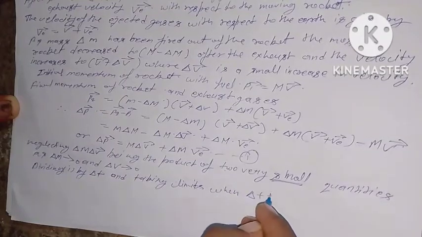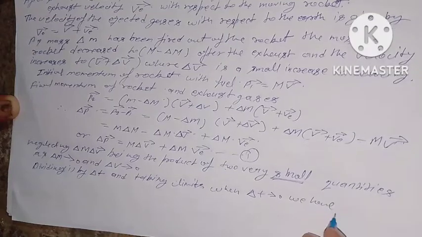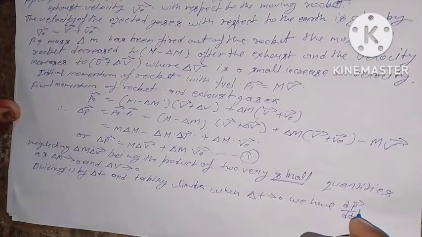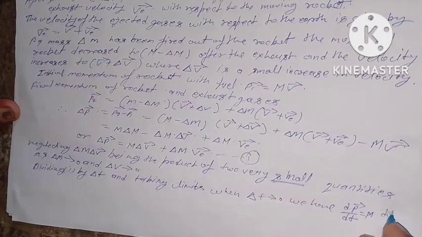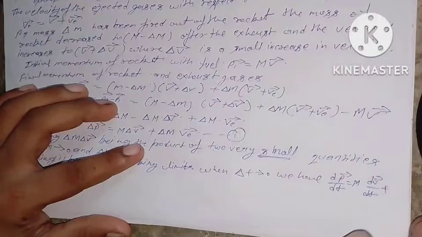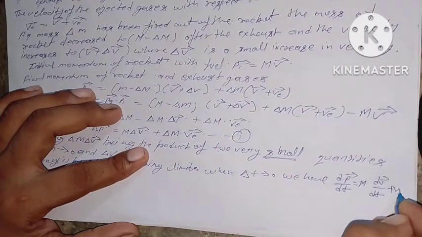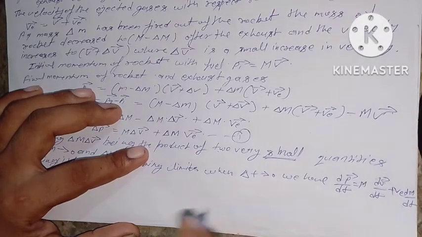when delta t tends to 0, we have dP vector upon dt equal to capital M dV vector upon dt plus VE dM by dt, okay.